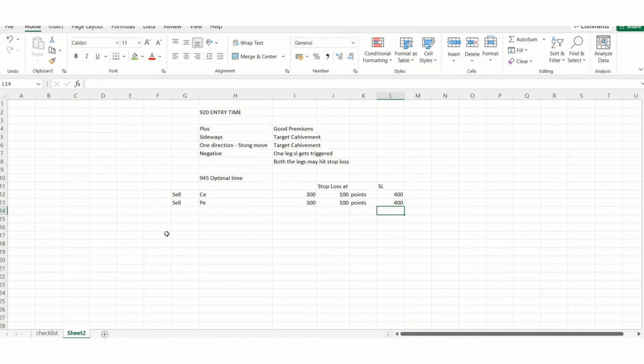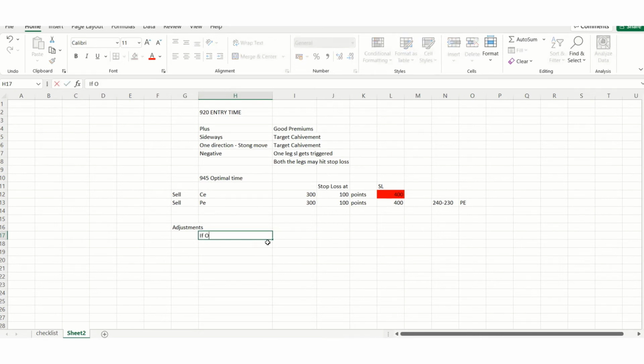So how will we do the adjustments? See, suppose market goes up, our CE will be in stress. So CE stop loss may get hit. Suppose CE stop loss is hit at 400, this is gone. When CE is at 400, by that time the PE may be around 240 or so, or 230, your PE rate.